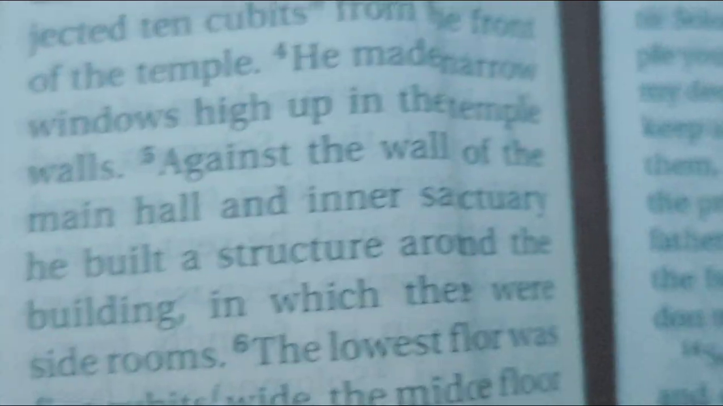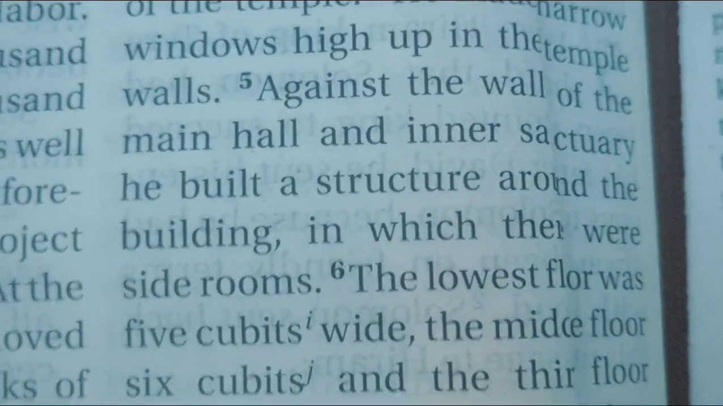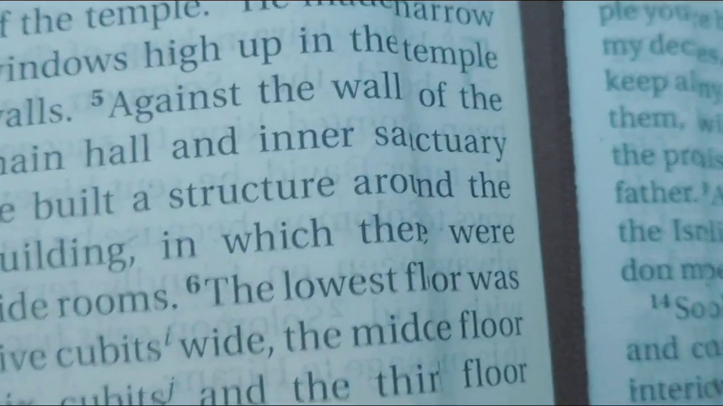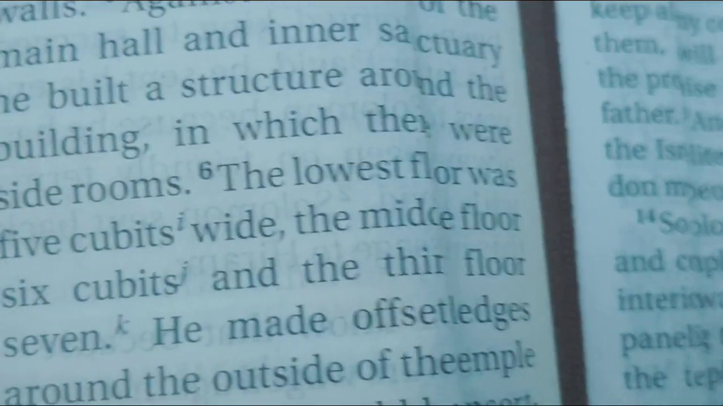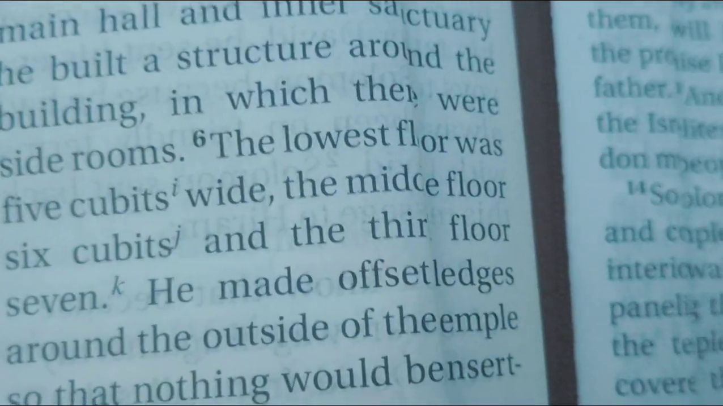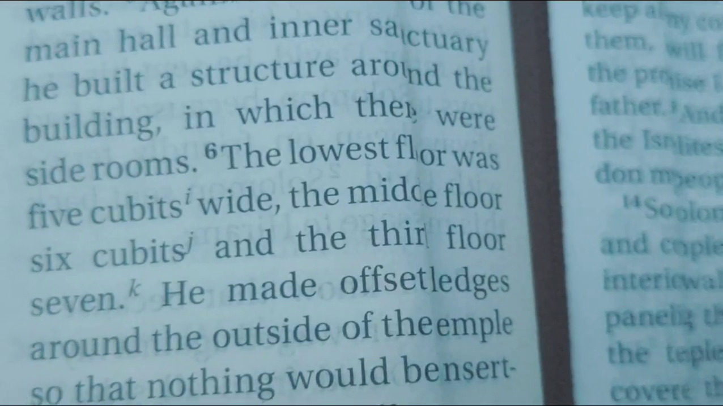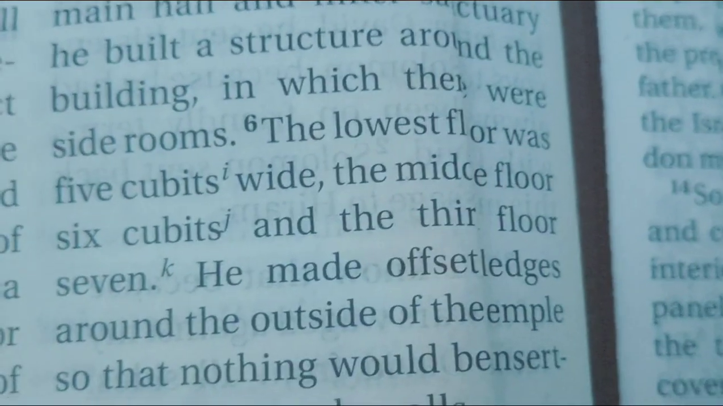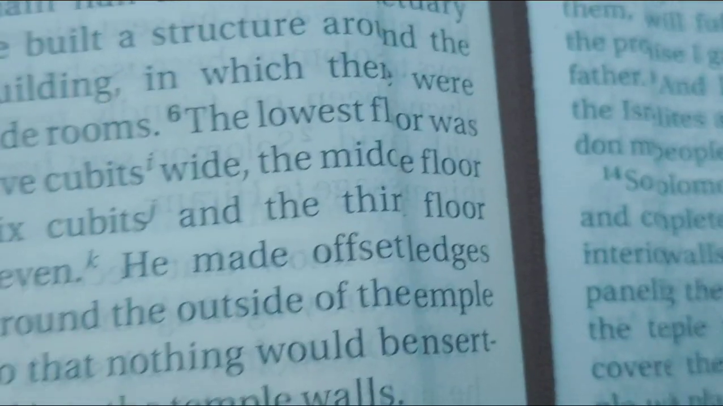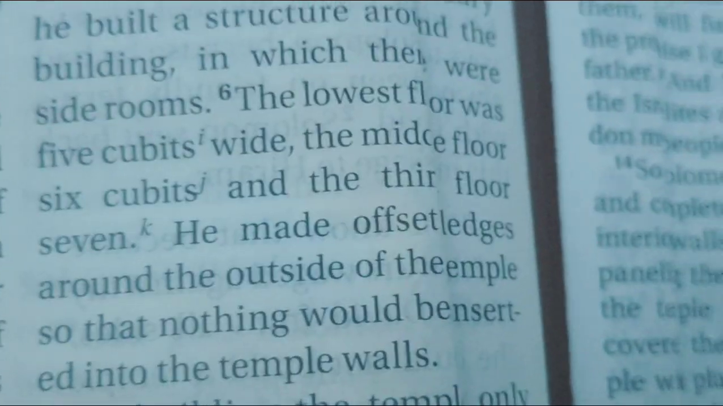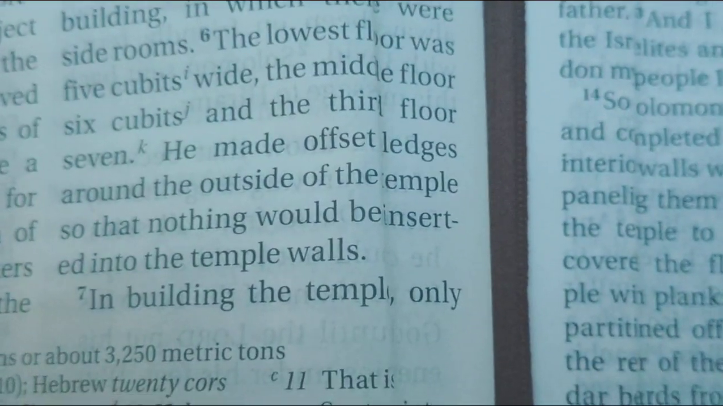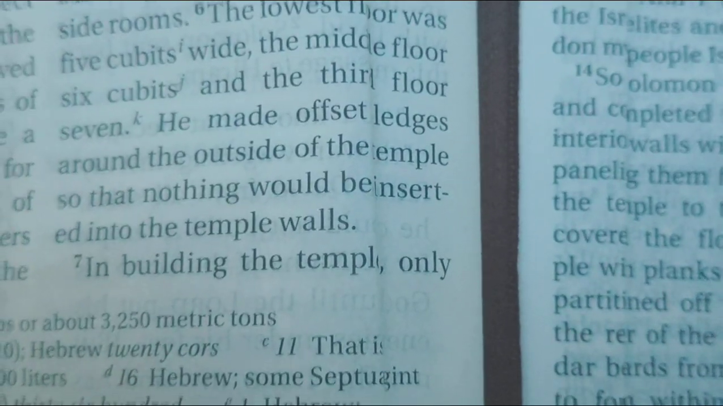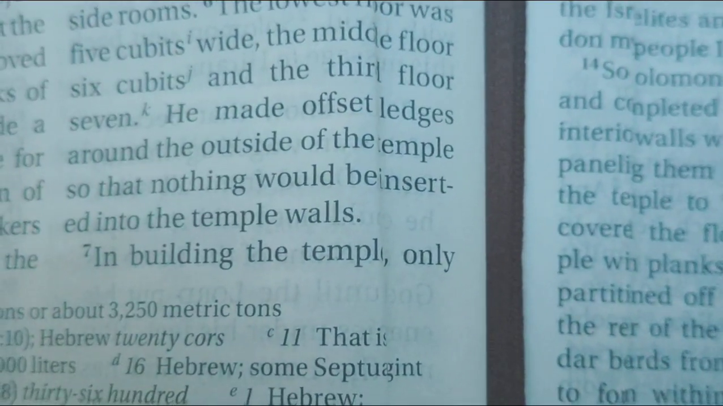Against the wall of the main hall and the inner sanctuary, he built a structure around the building, in which there were side rooms. The lowest floor was 5 cubits wide, the middle floor 6 cubits, and the third floor 7. He made offset ledges around the outside of the temple so that nothing would be inserted into the temple walls.